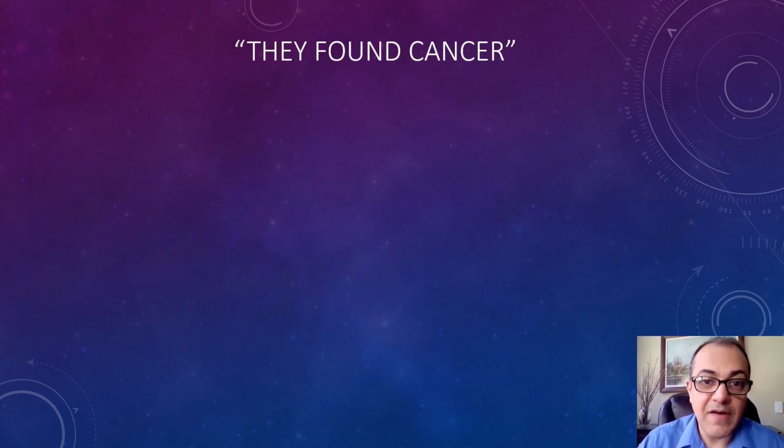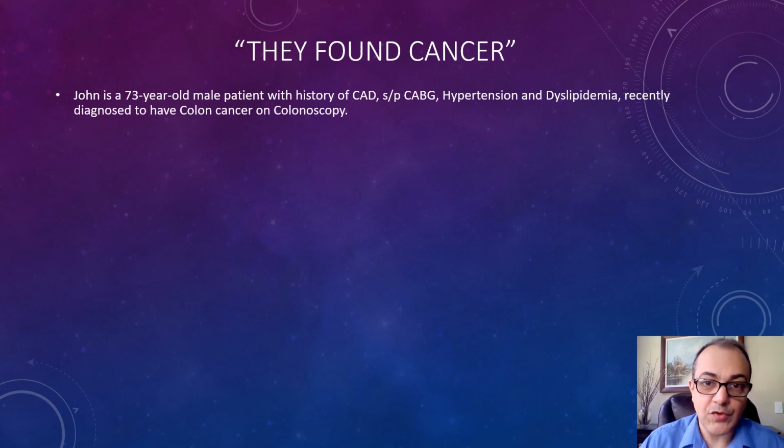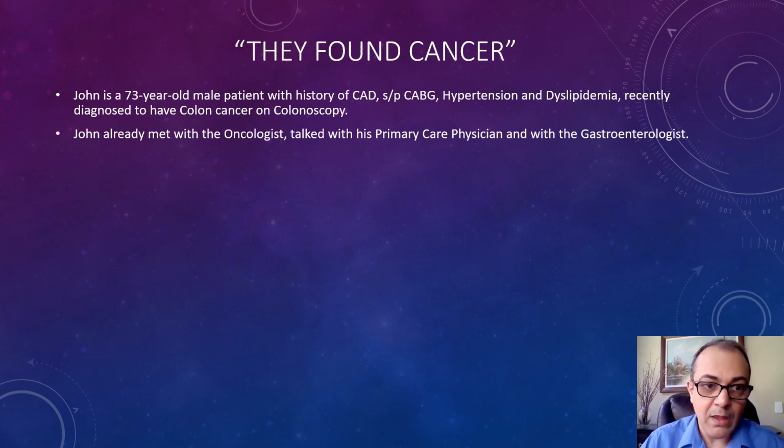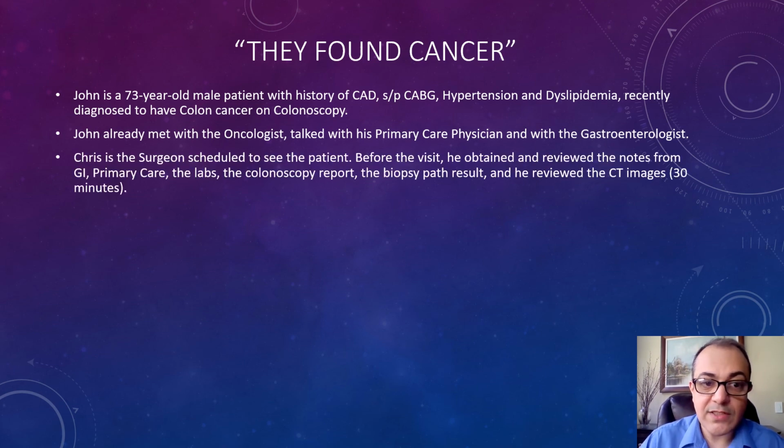Okay, the final case. They found cancer. John is a 73-year-old male patient with a history of coronary artery disease, status post-CABG, hypertension, and dyslipidemia. Recently diagnosed to have colon cancer on colonoscopy, and they took a biopsy, found it to be colon cancer. John already met with the oncologist. He talked with his primary care physician and with the gastroenterologist. Now, Chris is the surgeon scheduled to see the patient today.